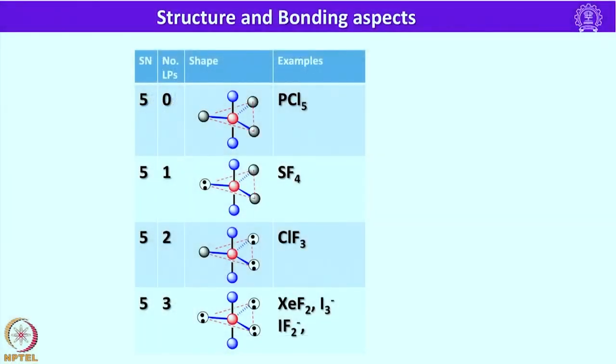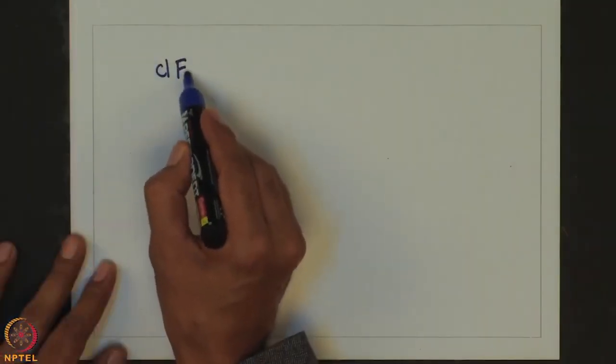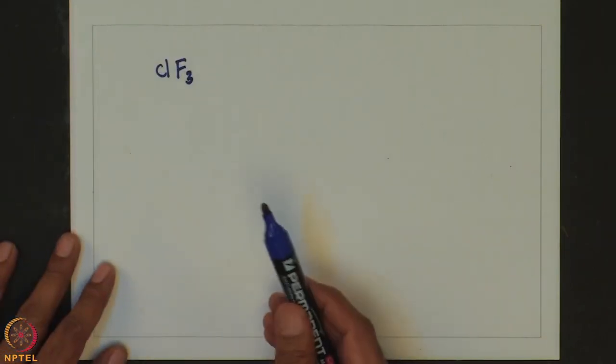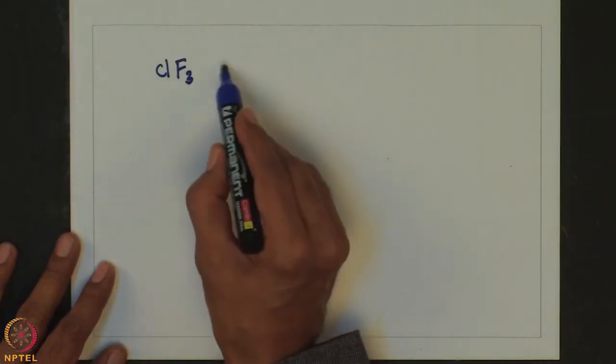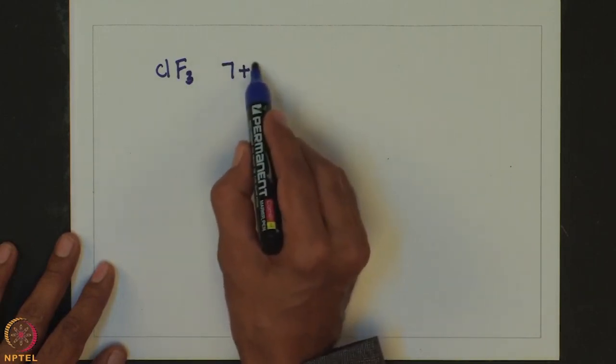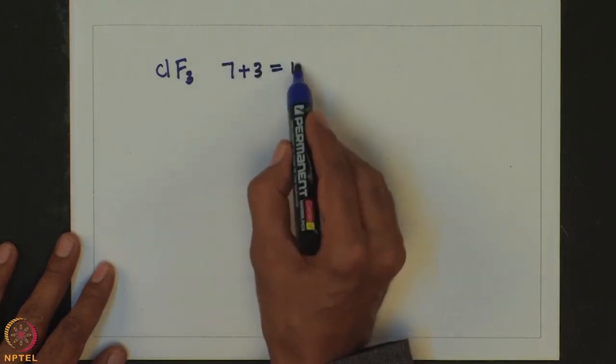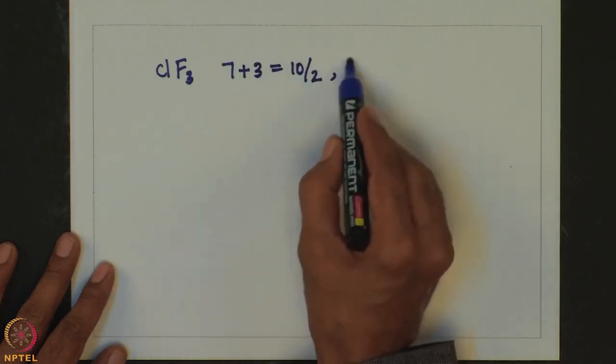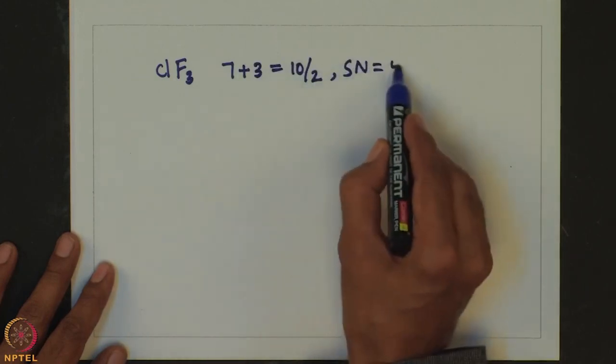So in case of ClF3, we have a different situation. We have steric number 5, but we have 2 lone pairs and 3 bonded pairs. Let us try to calculate and see whether it is correct or not. ClF3, the central atom is chlorine. So chlorine is contributing 7 electrons, and fluorine atoms are giving 1 electron each. So we have again 10 electrons total, and steric number is 5.